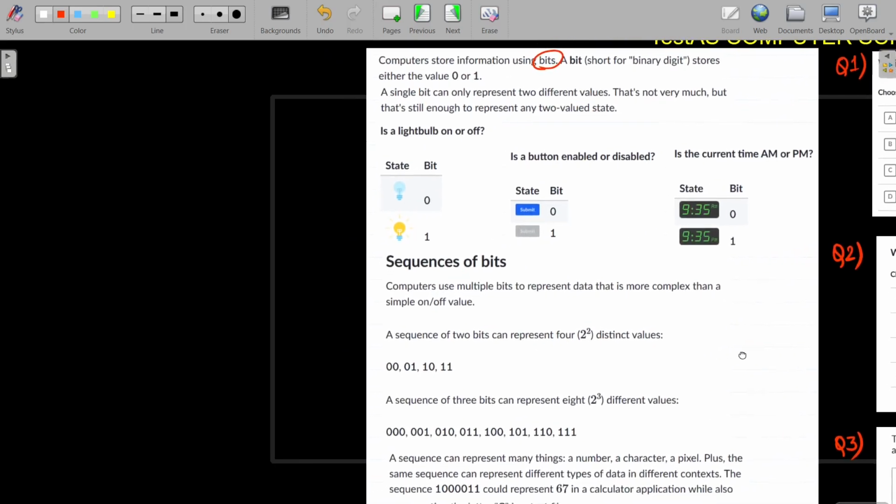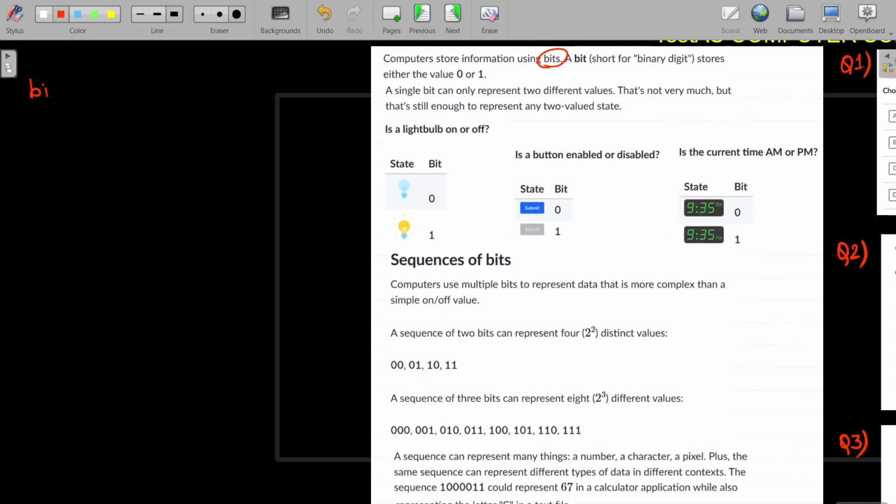So we know that the bit is nothing but the lowest unit of information which can be either 0 or 1. That's why we call it binary logic or binary arithmetic also. So it will have only two possible values, either 0 or 1. A single bit can only represent two different values. So suppose I have one bit, so it can be stored either as 0 or 1. So a single bit can represent only two different values, two different situations, two different cases.